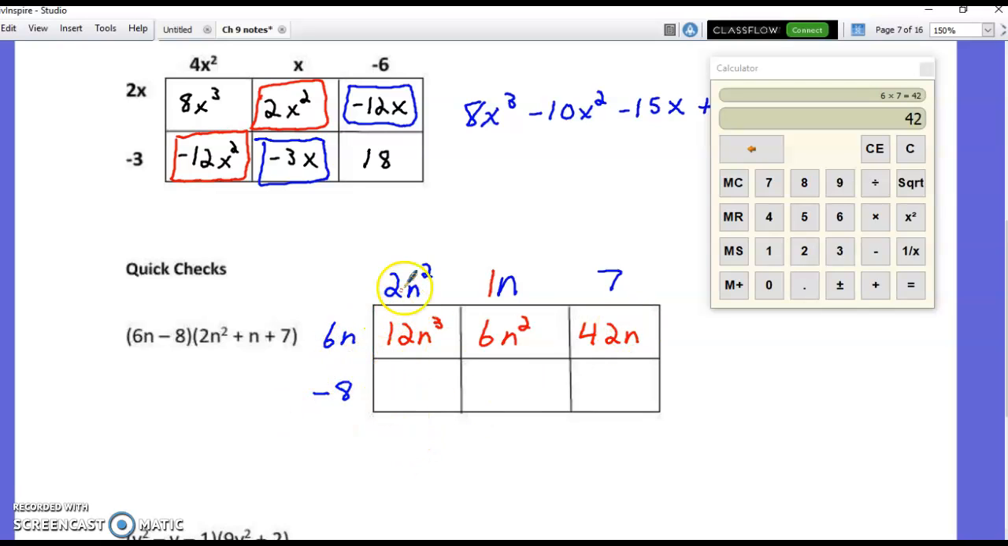Then down here, we have a negative 8 times 2. Again, be careful with your signs. Negative times a positive equals a negative, so that would be negative 16n squared.